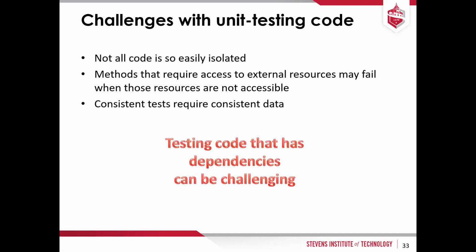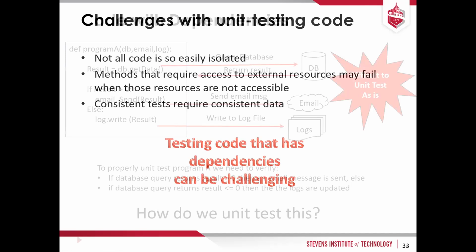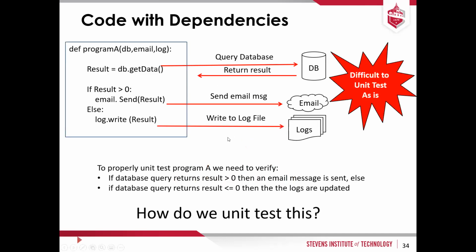What are the challenges? The challenge is that not all code is so isolated. Remember the email example I gave you. So how can we fix that? There are different methods that we can use for making sure that our code is isolated from the environment. Also, we need to make sure that the consistency of the test is not dependent on the data. So the data should be consistent when I'm doing the test. If I have dynamic data, I would not receive the same result. What can I do for that?